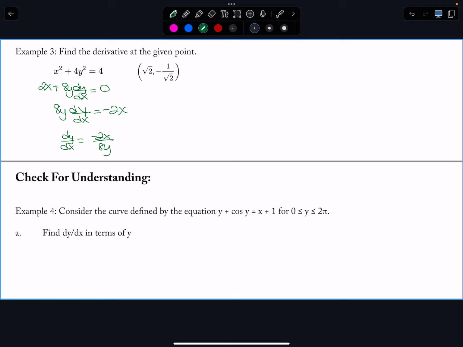Now, I understand. You might want to be like, oh, I'm going to cancel out my 2's, right? And then I'm going to plug in. Because ultimately, I want to find the derivative at this point. So I have to plug in both my x and my y value. The issue is that if I simplify incorrectly and then plug in and I get the wrong answer, then I lose more points.